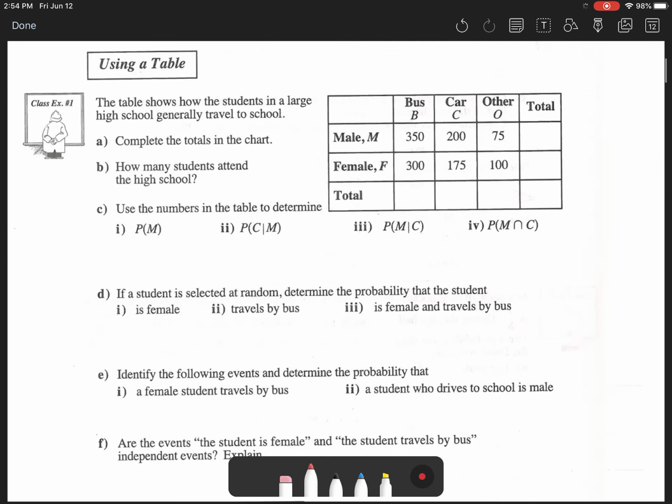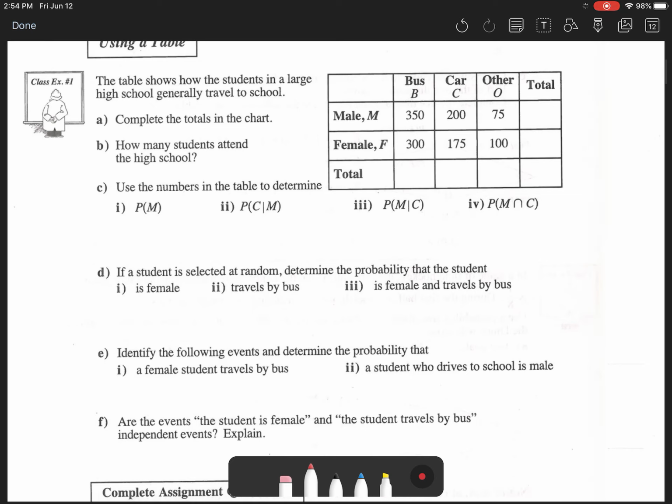First one is taking a look at how we use a table. It says the table shows how the students in a large high school generally travel to school. Complete the totals in the chart. So obviously I have to add both vertically and horizontally to get the total values in the chart.